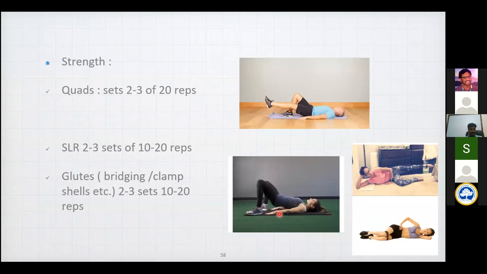How do we instruct while doing the bridging? We say, squeeze your butt as hard as possible, as if you're holding a coin between your butt cheeks and it should not fall. If it falls, you have to pick it up. So it is funny, but then they have to do it. You can see the contraction when you are seeing a patient. When they're contracting the muscle, you can see. And that is a feedback that you are getting that the patient is doing the exercise in a right way. And that is a feedback for the patient as well.